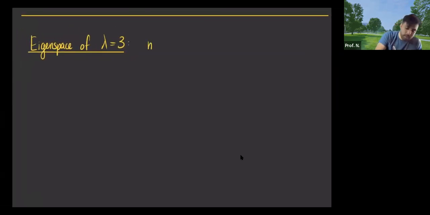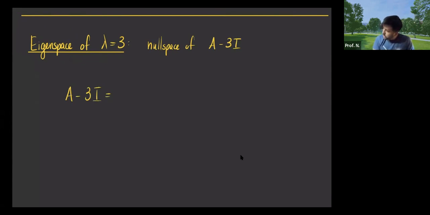Well, it's the null space of A minus 3I. So what is A minus 3I? A minus 3, you get -4, you get 1, and you get 0. And everything else stays the same.